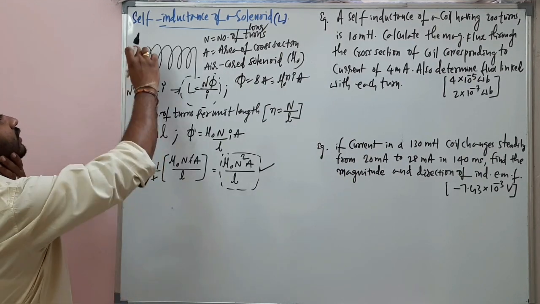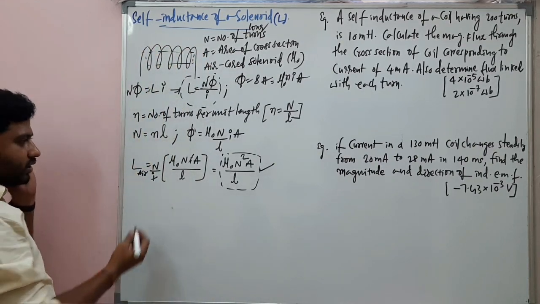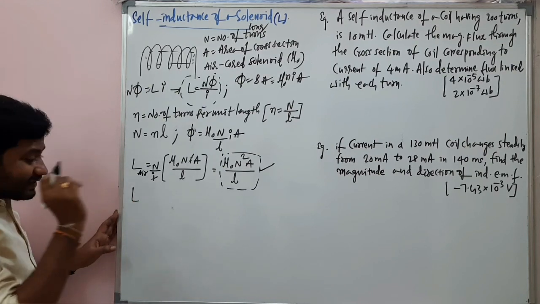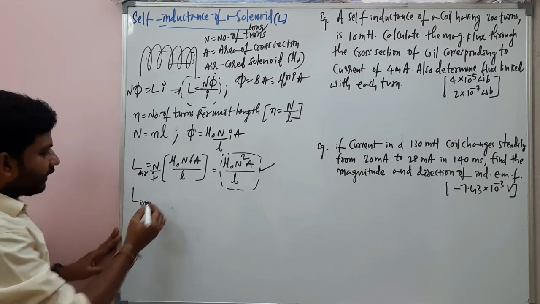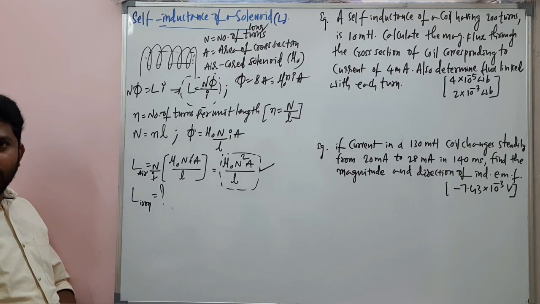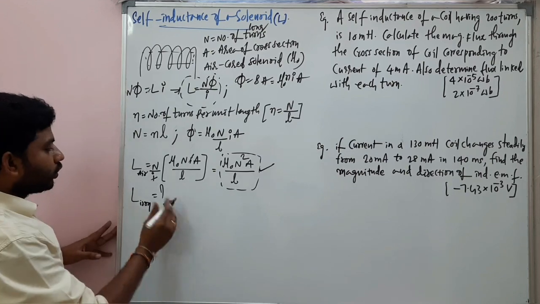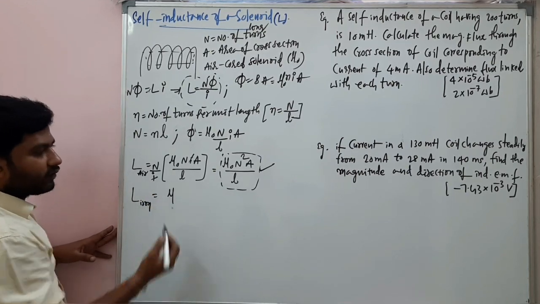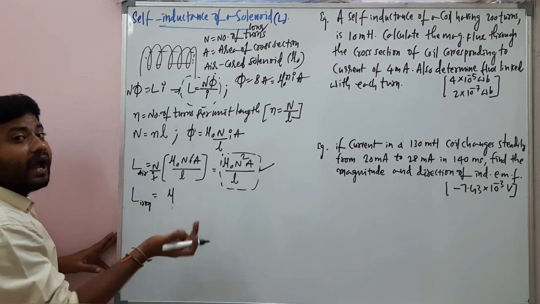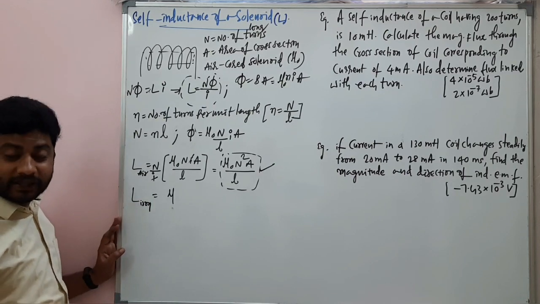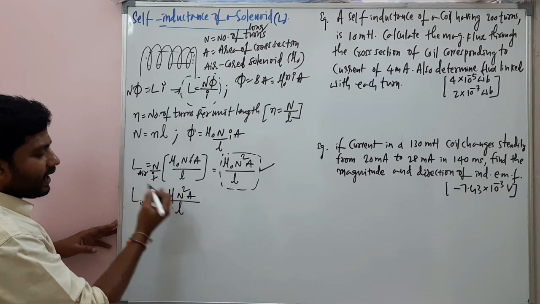For example, instead of air, an iron rod is kept here. The question is, find the self-inductance of a solenoid whose core is filled with iron. In this case, the only thing that changes is mu naught. Mu naught will become mu. Mu is the permeability in a medium. It's not the permeability in free space, it's the permeability in a medium. So, mu N square A by L.